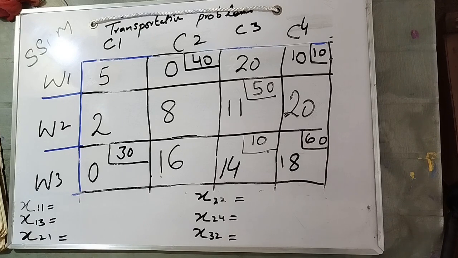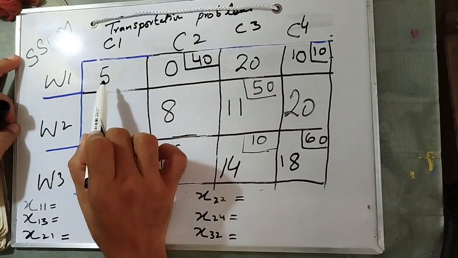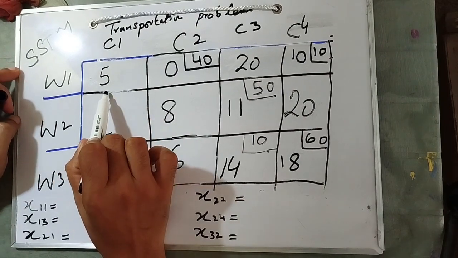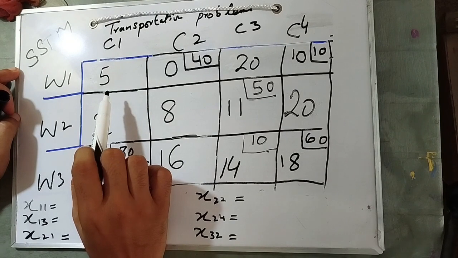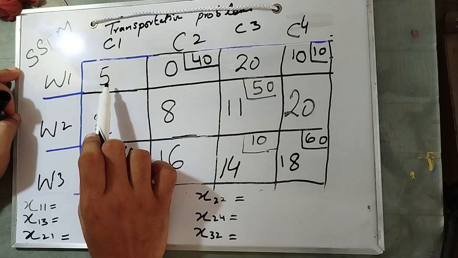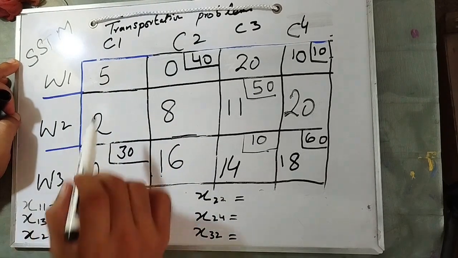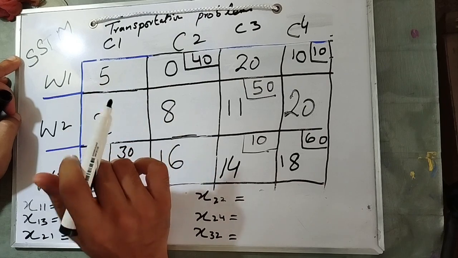Now let's move ahead. First, how do we go about it? We start the optimality check through these unallocated cells, and remember what we need to care about is that we need to develop the loop. For example, you see this is the first unallocated cell, x11. So x11 cost is plus 5.